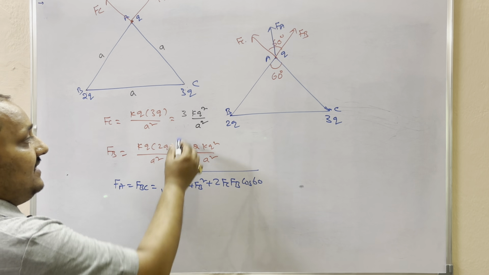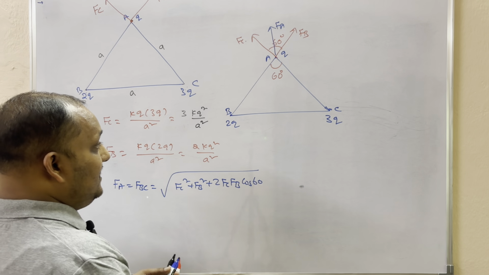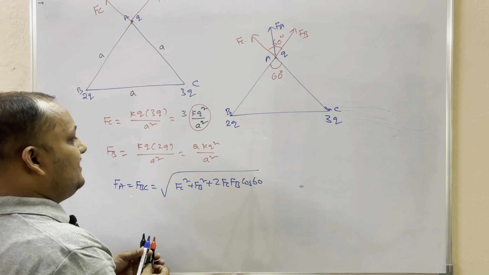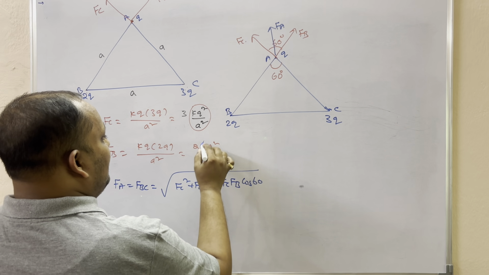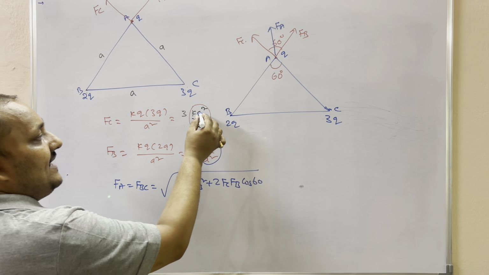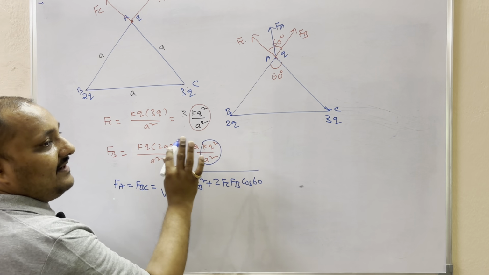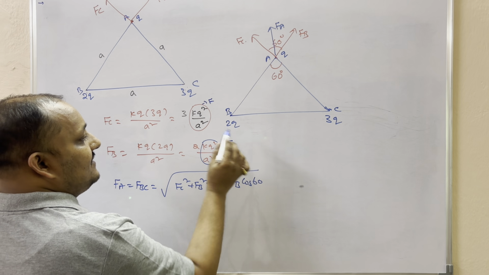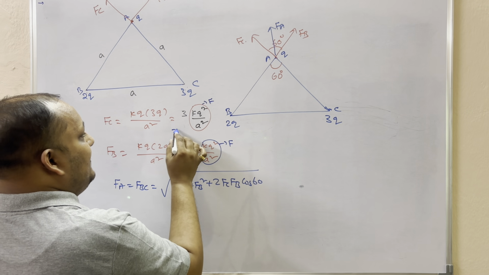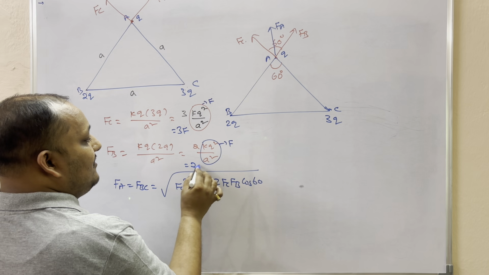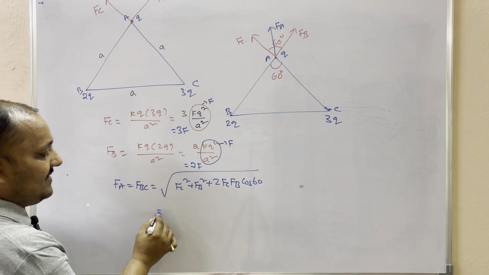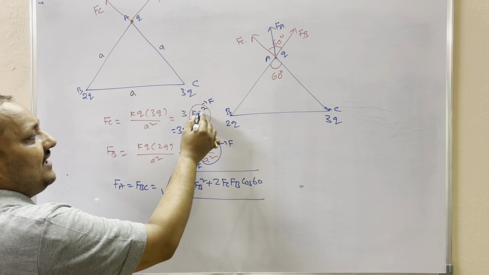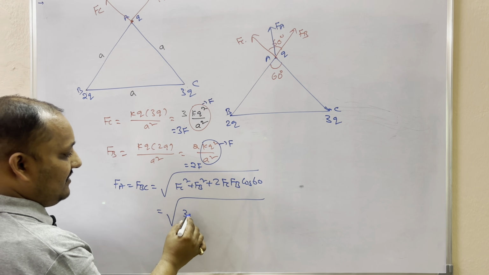Now you cannot take directly root 3f. Why? Because here these two are not equal, isn't it? Here this is 3kq square by a square. Here it is 2kq square by a square. Assume kq square by a square is same. You can assume this is going to be f or x. That is going to be f. Then this is going to be 3f. This is going to be 2f. For our convenience, I am writing like this. Now 3f, because always we no need to write kq square by a square in the equation.